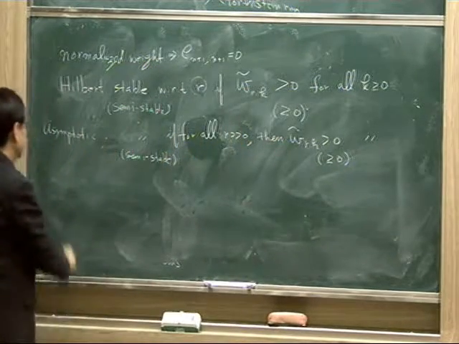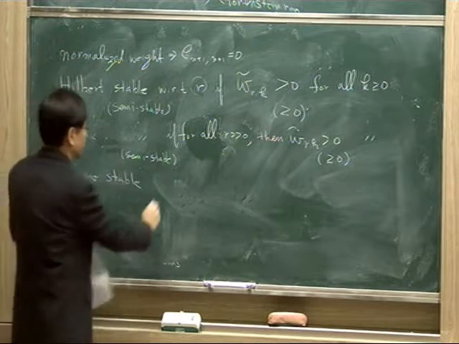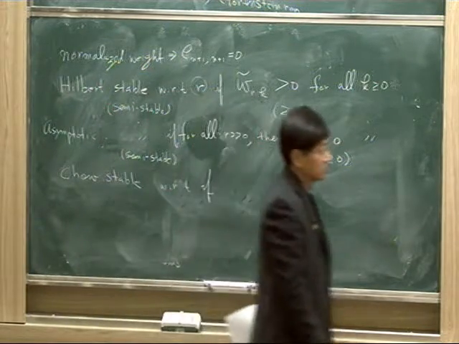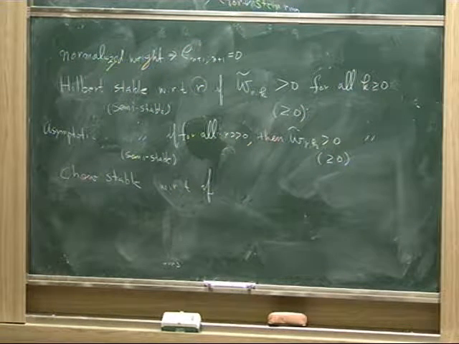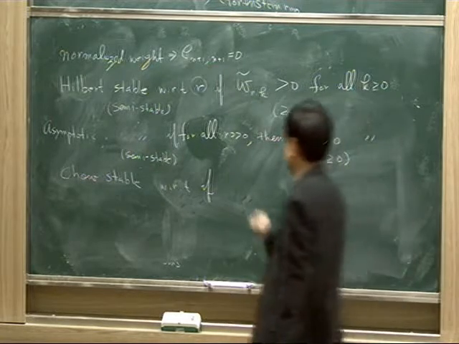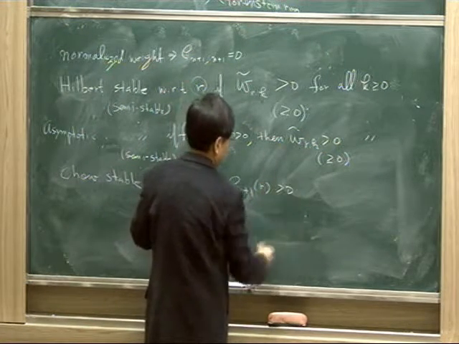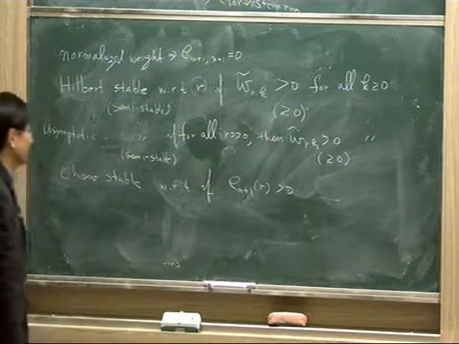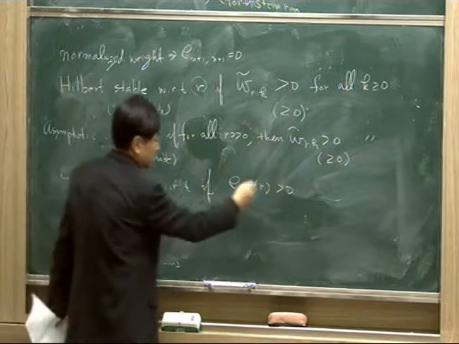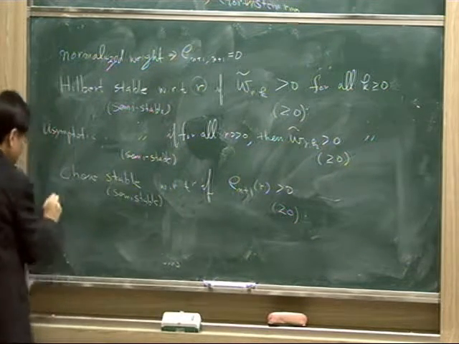Here. And then Chow stable, with respect to R, means looking at only the top coefficient of this one. So we have this weight polynomial, and then look at the top one. So if E n plus 1 R is positive, it is Chow stable, and semi-stable means this is non-negative. And then also we can define the asymptotic Chow stable.